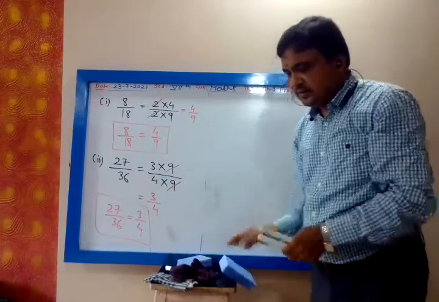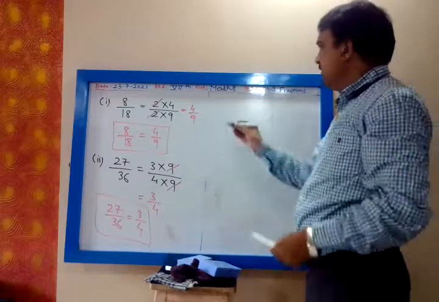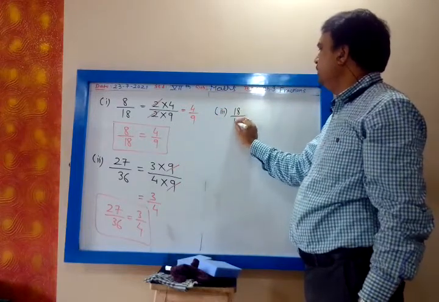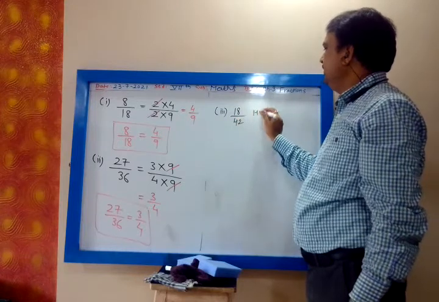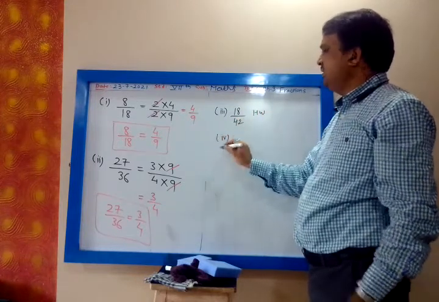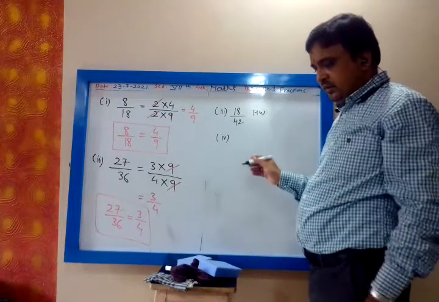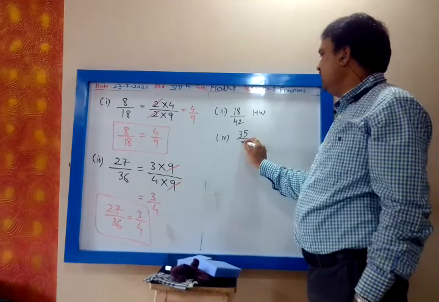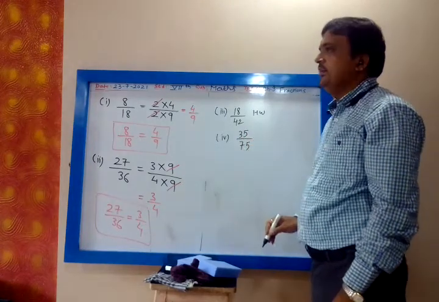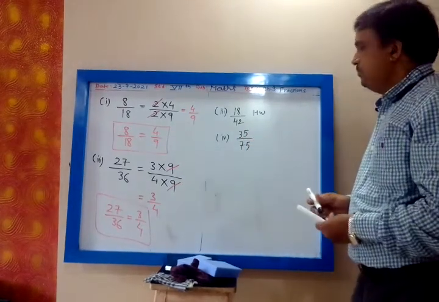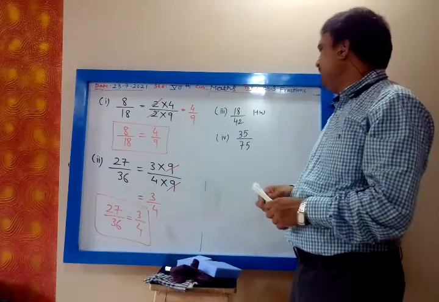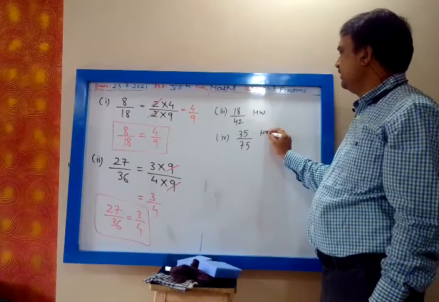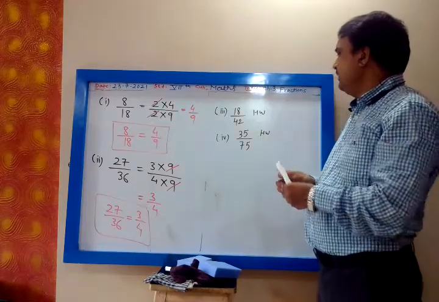Let me write the next questions, 18 and 42. Let me give the remaining problems as homework. 18 upon 42, homework. Then fourth one, you have to cancel all the common factors. Then 35 upon 75. It is very much proper, my dear. Homework. You want me to solve 35 upon 75?